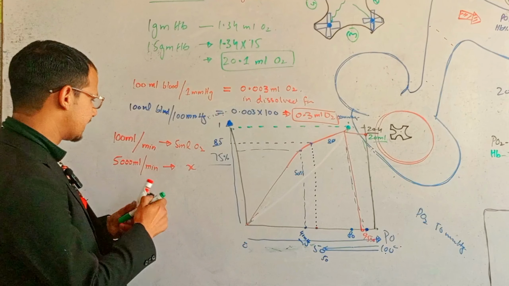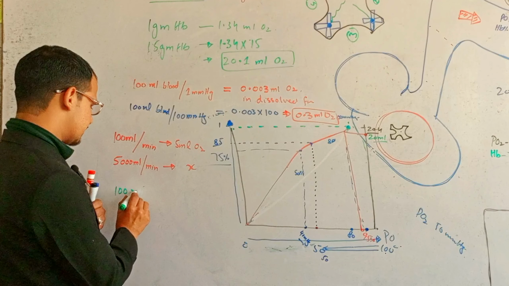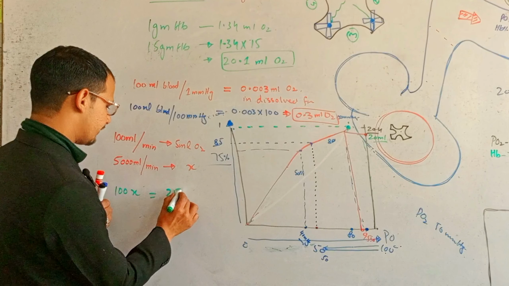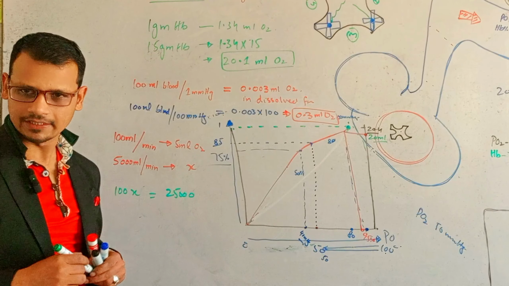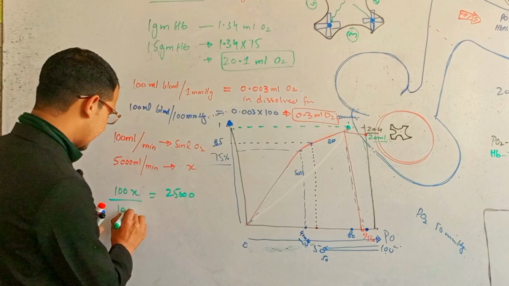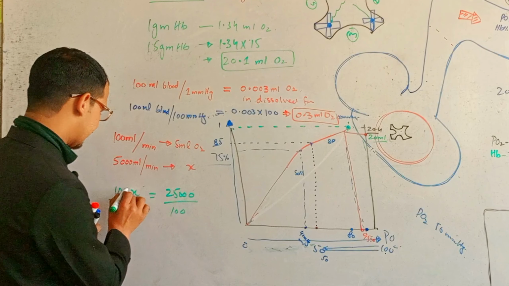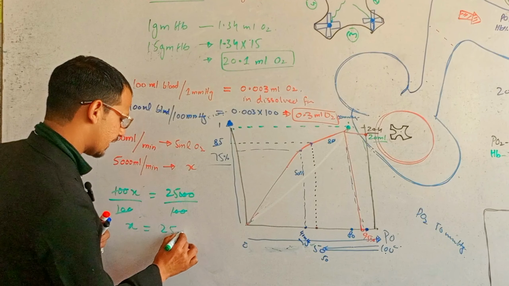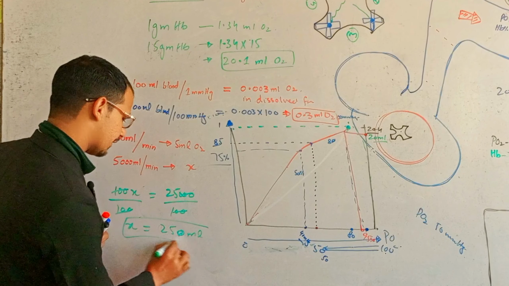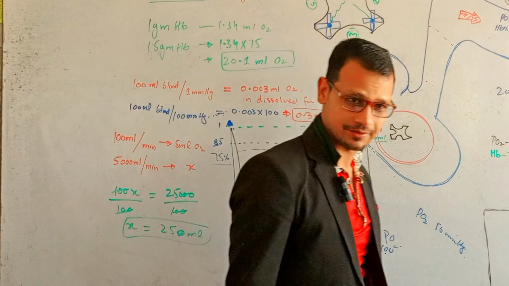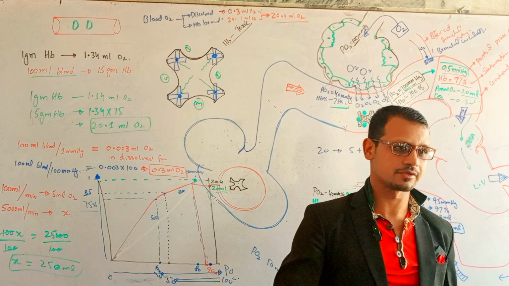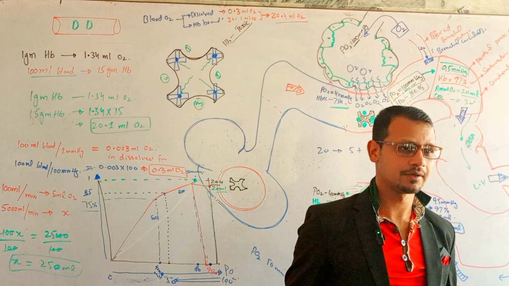We will cross multiply this. For example, 100x equals 5 into 5000, that is 25,000, right? When we divide this by 100 and this also by 100, x is equal to 250 ml. Now it's clear that during 1 minute 250 ml of oxygen is taken by body tissues every minute.